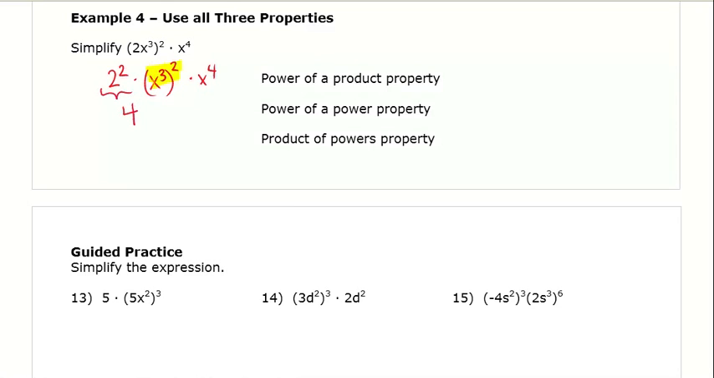But now right here, that's going to involve my power of a power property. Okay, power of a power says we multiply our exponents together. So that part's going to give me x to the 6th. And finally, product of powers, the same base. I'm going to keep that base and add my exponents together. And my final answer is 4x to the 10th.